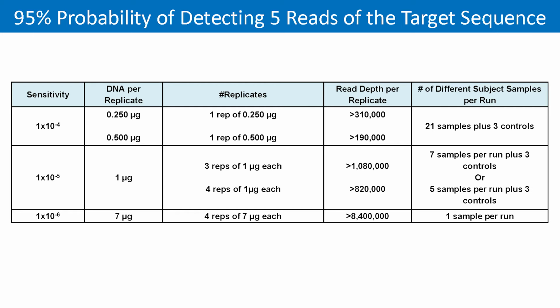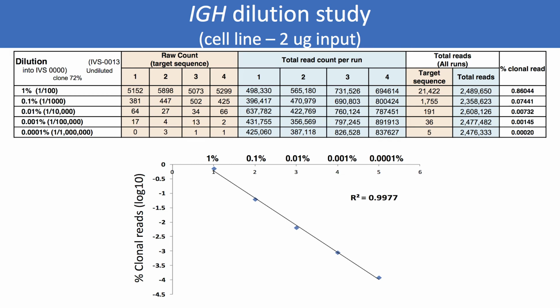If you want to go beyond that 1 times 10 to the minus 4, then you need at least 3 to 4 reps, which means 4 different tubes or 4 different reactions. But then you cannot run as many samples per run. So this is one of our dilution studies, just to show you how much we can actually do with 2 micrograms input.